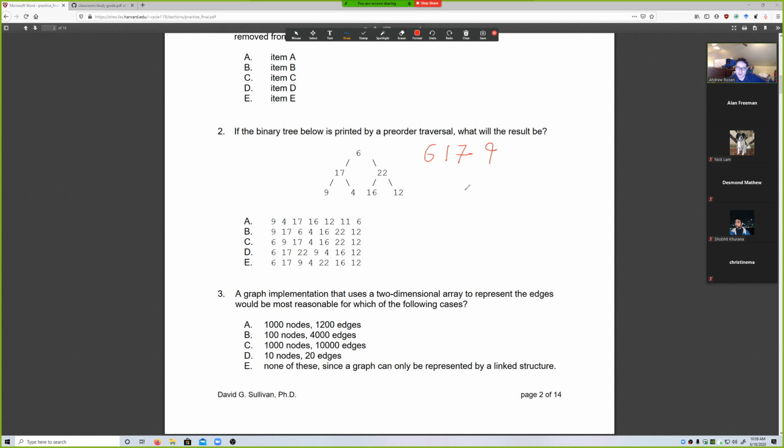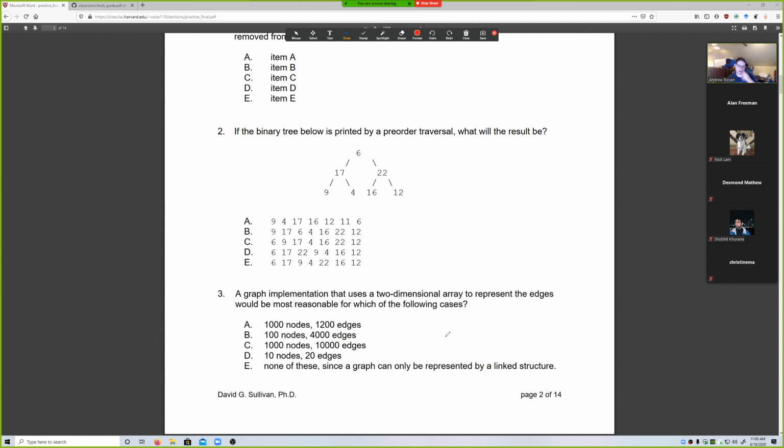So then 9, so it looks like E is the answer, because we'll go to 6, then 17, then 9, then 4, then we go to 22, then we go to 16, and then we go to 12, right? Handle myself, handle my left children, then handle my right subtree. So 17 goes, okay, handle myself, handle my left subtree, then handle my right subtree, which is 9 and 4. Make sense to everybody? Yep.